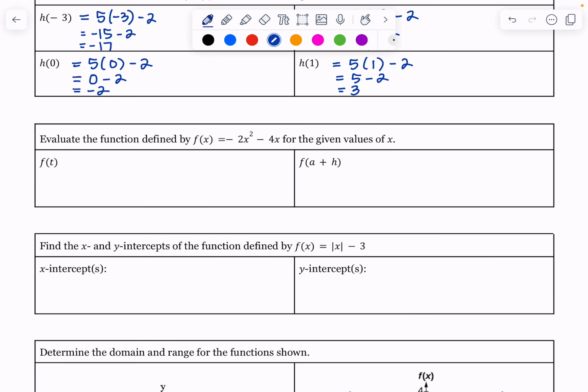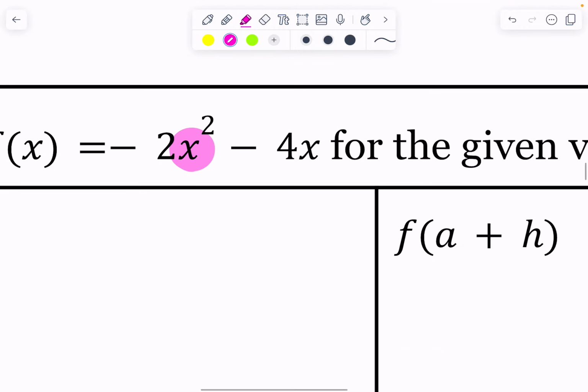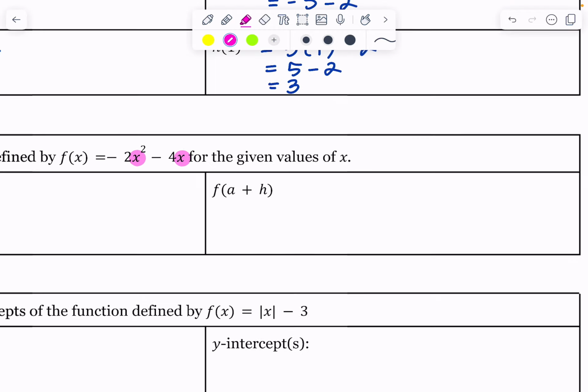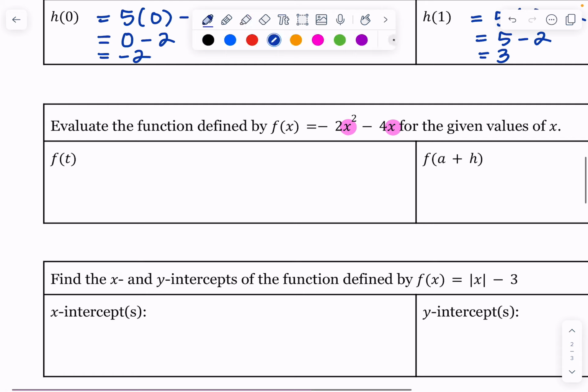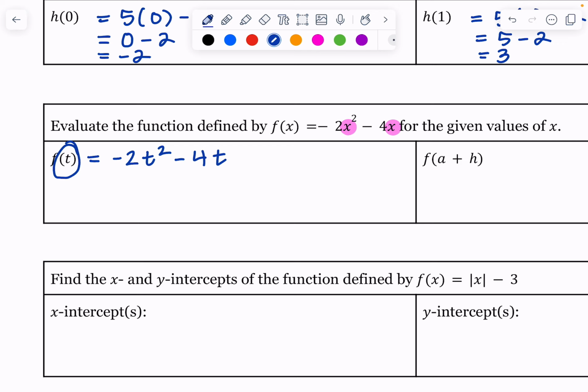The next one says evaluate the function defined by f of x equals negative 2x squared minus 4x for the given values of x. So for this first one, we have f of t. So all we're going to be doing is replacing, let me zoom in, replacing x and x with t's. So it's going to be so easy. It's a little bit confusing, but we're replacing those x's. So I'm going to have negative 2. Instead of x, I'm going to have t squared minus 4. And instead of x, I'm going to have t. And that's it. Literally, that's it. Nothing to plug in. They didn't give us a number. They just said plug in t.